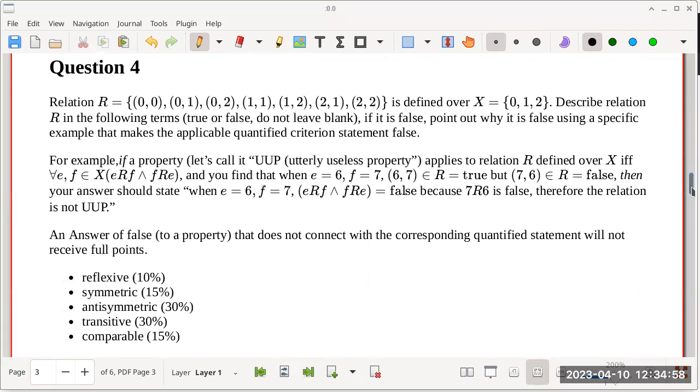So the first one is, is it reflexive? We got (0, 0), we got (1, 1), we got (2, 2), and X only has 0, 1, 2 in it. So it is indeed reflexive. Is it symmetric? It is not symmetric.